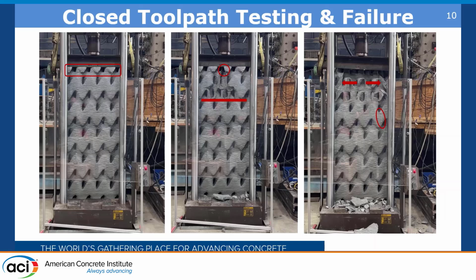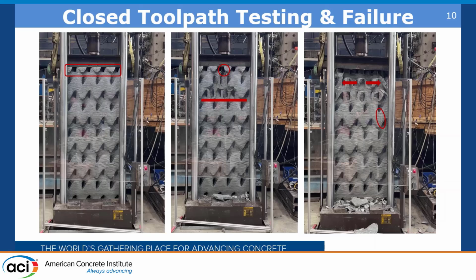First, I'll explain how our closed toolpath wall performed under testing. After initial loading, we saw cracks beginning to form at these top overhangs here. And as loading continued, that then led to a failure of this overhang, which led to the wholesale break off of a large section of this sinusoidal curve structure here.